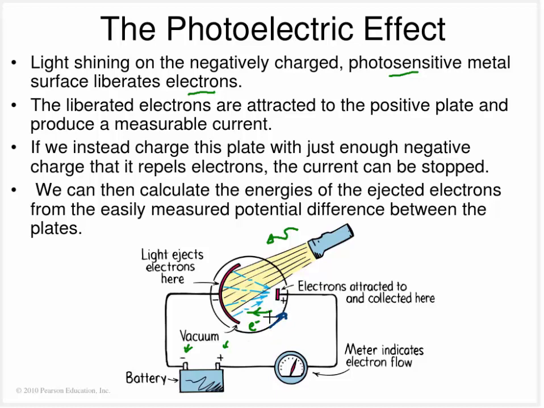Now, what we can do is calculate the energy of the electrons that are ejected from the metal by messing around with this battery. And we could even turn those around and talk about something called the stopping potential. Now, I want to take a look at a simulation for what's going on and talk about the wave and particle nature of light.